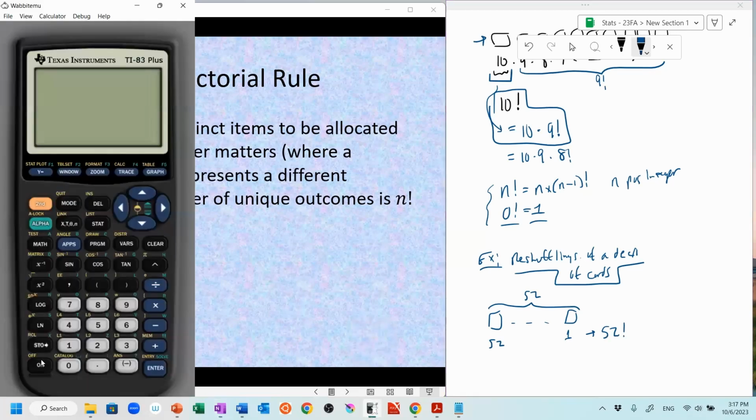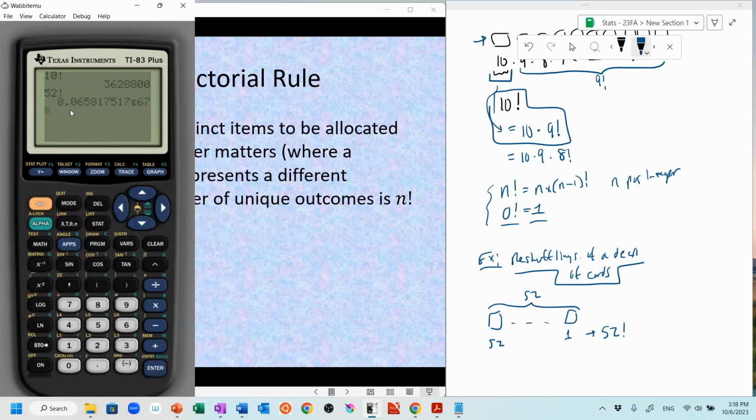How many is that? Let's check. So I could do 52 and then factorial. I want to go math. I could go all the way to the right to get to the probability menu. I could also just go left 1 and then it wraps around. So I'll do that. And I could navigate down to 4 and hit enter, or I could just hit the button 4. If you want to do it the long way, no problem. But you can just go left 4. That will also enter a factorial. It's a little quicker.